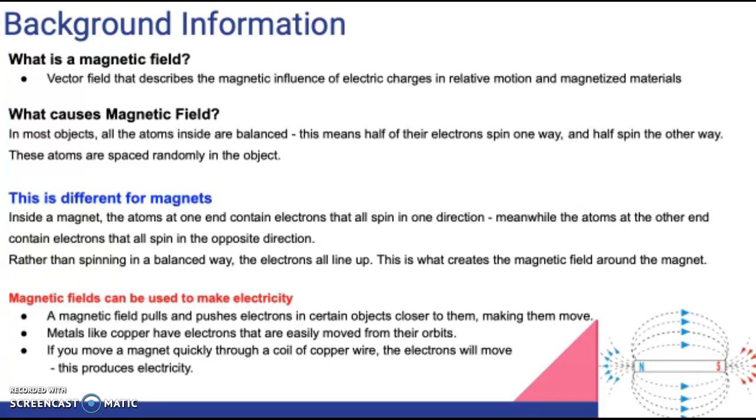And these magnetic fields can be used in order to make electricity. We will explore this by looking at metals like copper. These have electrons that are easily moved inside their orbits. We will use this to produce electricity.